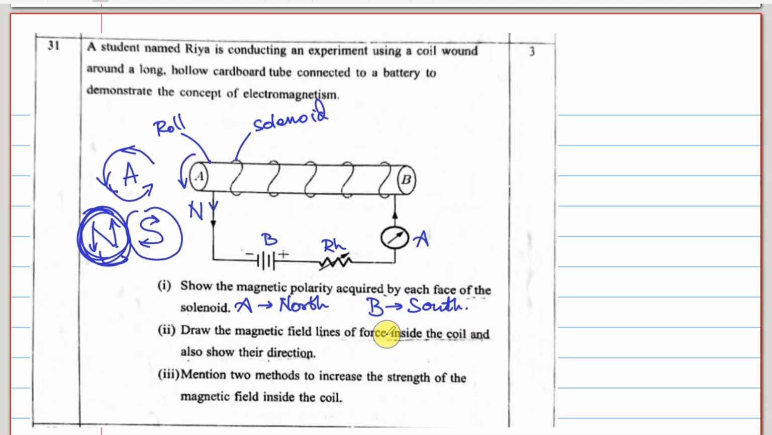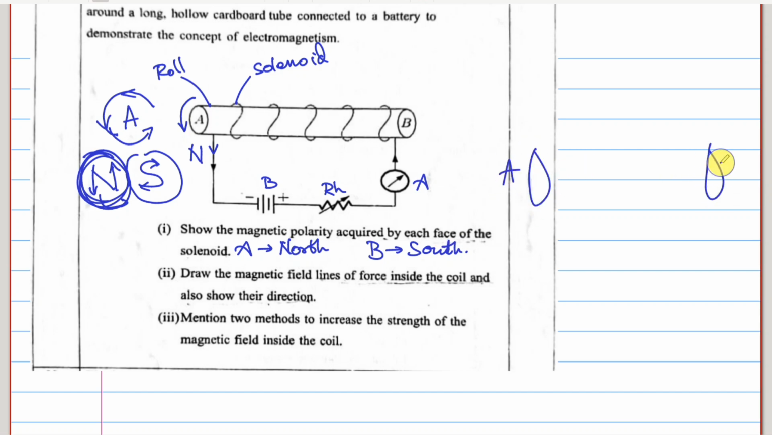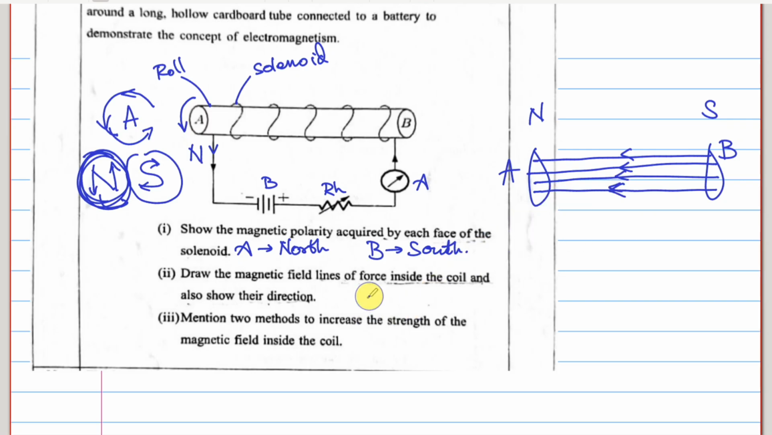There will be opposite poles being formed. Draw the magnetic field lines of force inside the coil and also show their direction. So direction will always be within the bar magnet, it is always from south to north. So we'll just draw this to be A, this to be B, this is north, this is south, and we'll show the parallel and equally spaced magnetic field lines with the direction arising out of B and flowing into A. So this will be the answer for B or the second sub question.